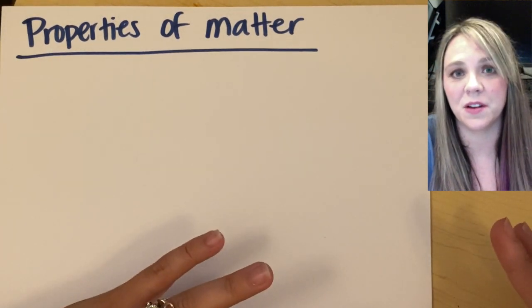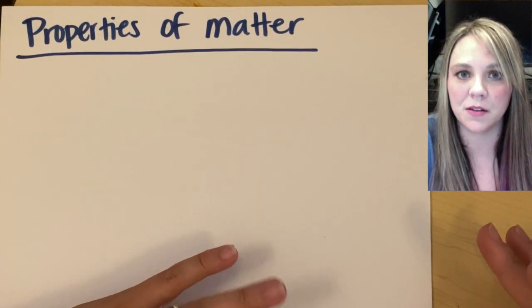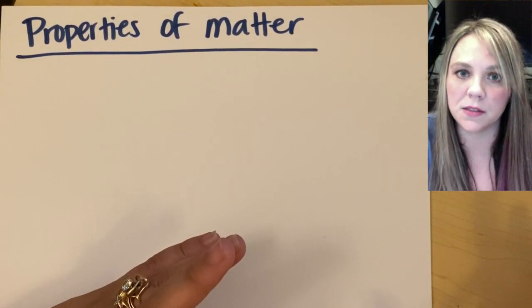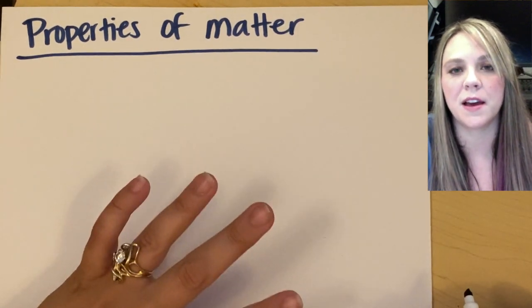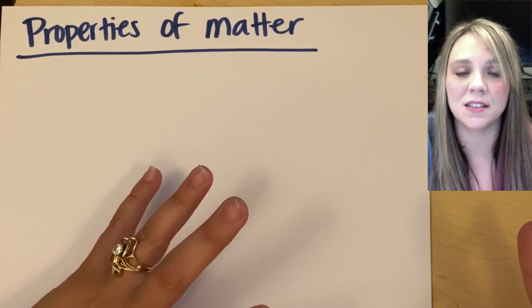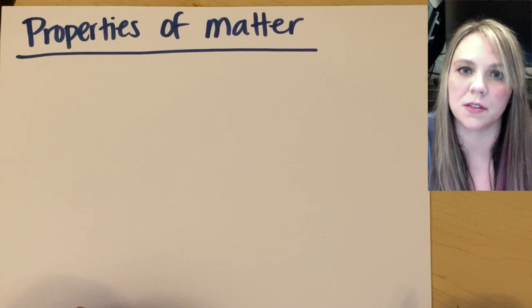In this video, we are going to look at the properties of matter, so both physical and chemical properties. And we are also going to look at the 5 main signs that you can tell that a chemical reaction has happened.